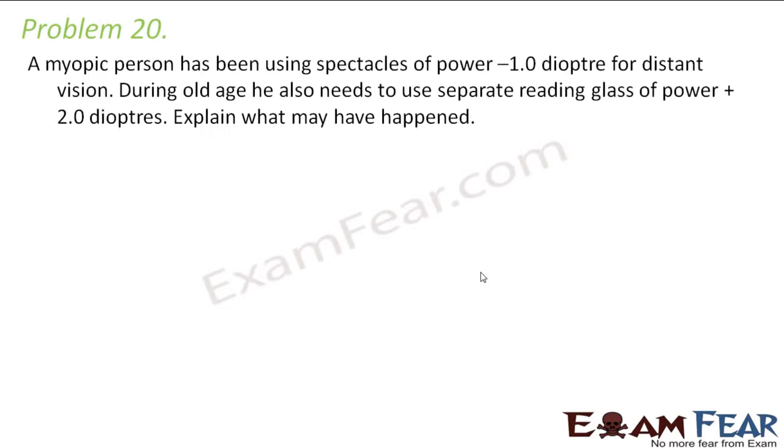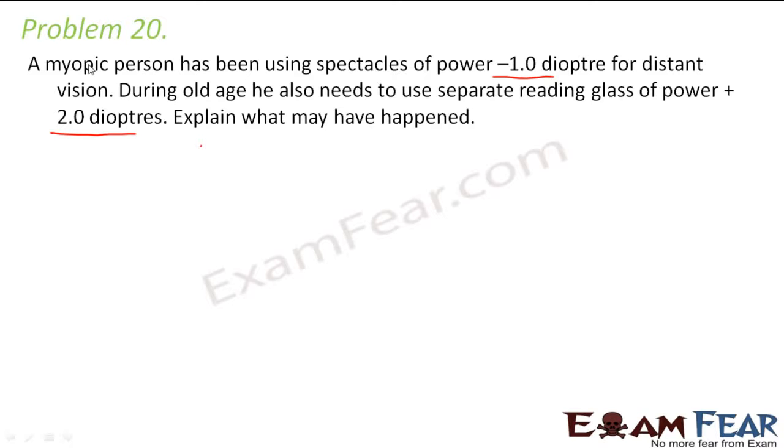Move ahead and try to solve some problems based on whatever we studied so far. The problem says that a myopic person has been using spectacles of power -1 diopter for distant vision. During old age, he also needs to use separate reading glass of power +2 diopters. Explain what might have happened. So what does it say? A myopic person. So he already had myopia, that is short-sightedness.